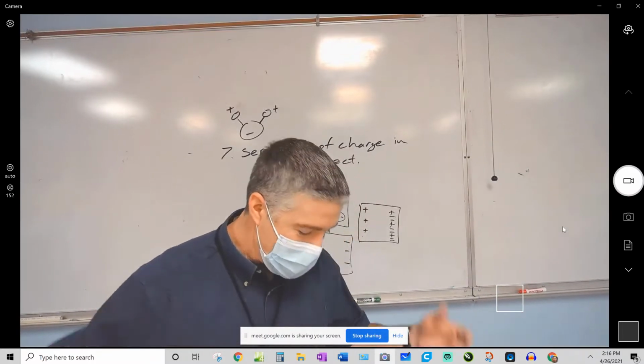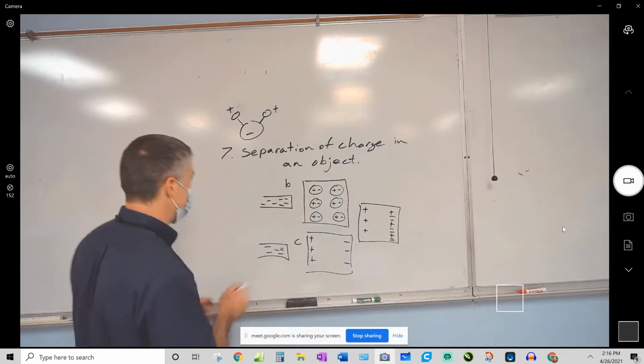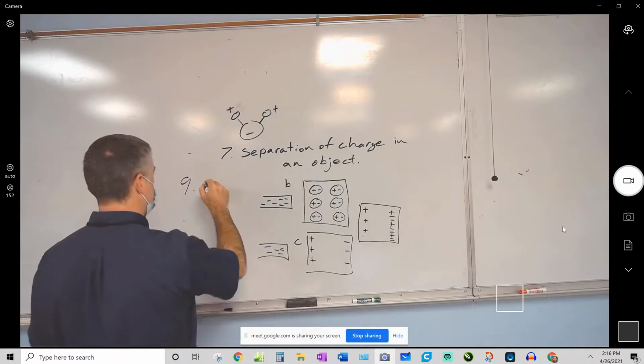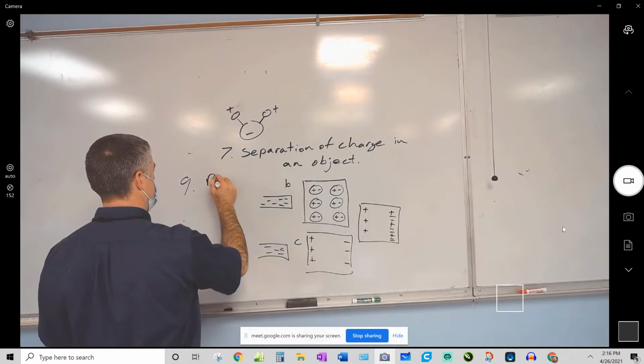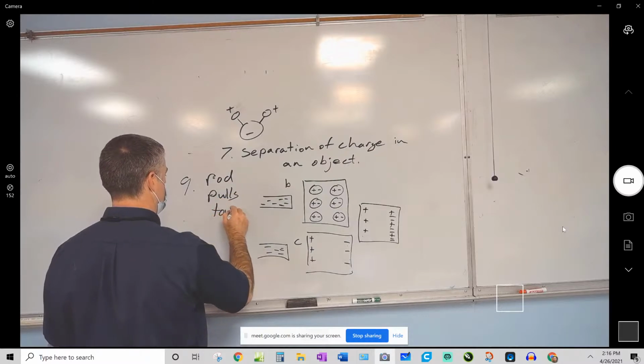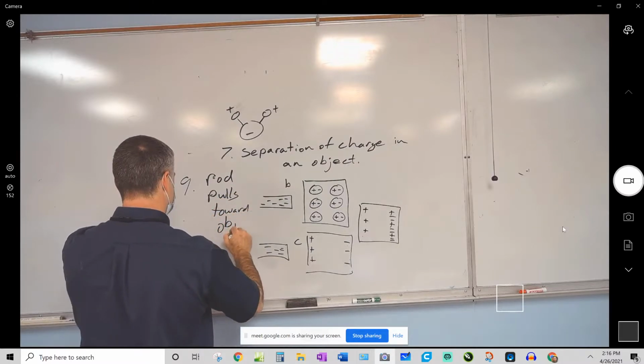All right, so the answer to number 9 is they attract. Say the rod pulls toward the objects.